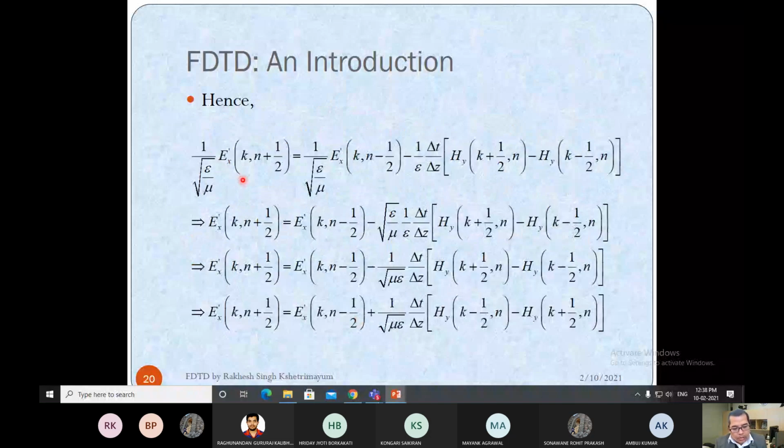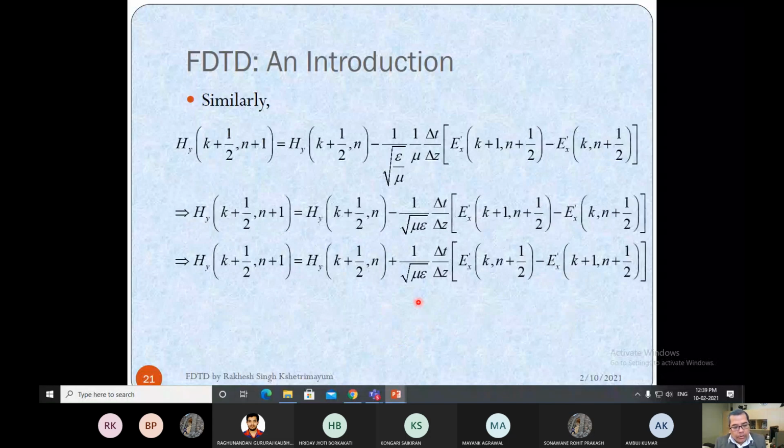Then, because of that new substitution, you can simplify the equation. Ex dash at k plus half, n plus half is equal to Ex dash at k minus half, n minus half plus 1 by square root of mu epsilon, delta t by delta z, times H at k minus half, n minus H at k plus half, n. So this Ex dash and Hy would be of the same order of amplitude. So the numerical error will be minimized. Later on, you'll see that when you apply the Courant stability criteria, this will become simply half here.